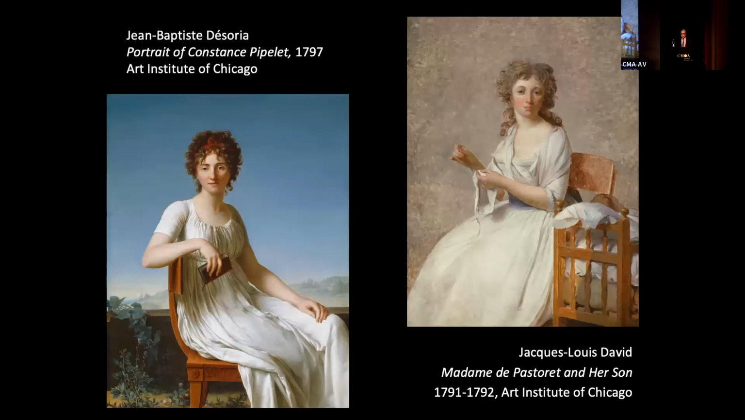The vogue for muslin and for plain white fabrics, they also wore dresses made of linen and lawn, which is another kind of cotton material, another kind of linen material. These are two examples in my home museum, formerly David's Home Museum, the Art Institute of Chicago, where you have a 1790s style on the right, and then on the left, in the portrait of the writer Constance Piplet, French writer, painted in 1797, showing this very plain, simple dress.